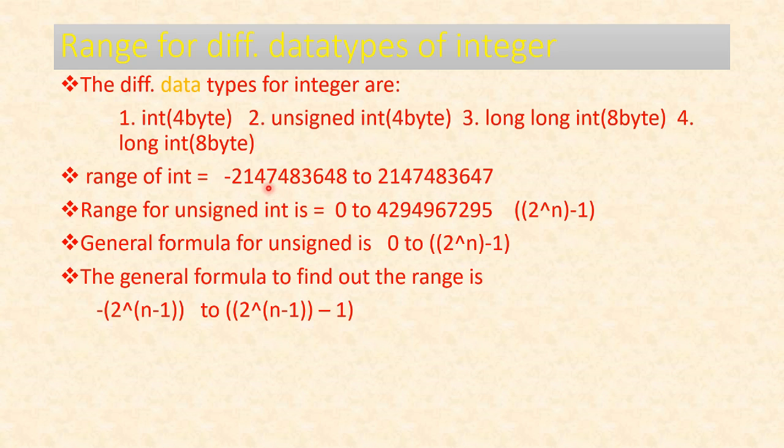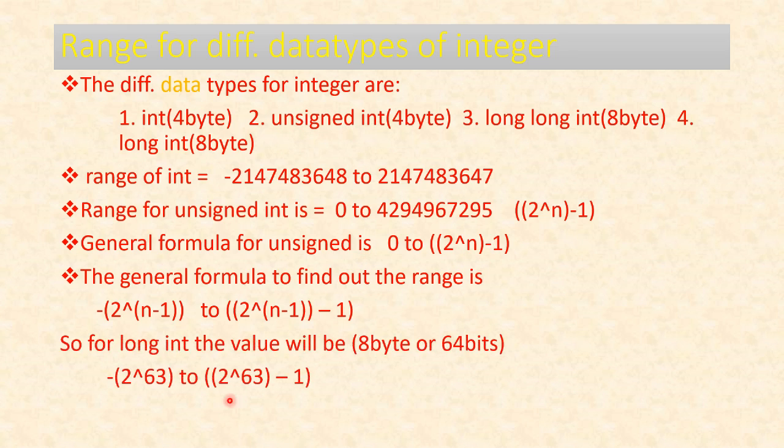So this is the value corresponding to minus 2^31. Okay, and this is 2^31 minus 1. So this is the general formula which we will be using to find the range for the int, long int and long long int. And for finding the range for the unsigned part, either it be unsigned int, unsigned long int, or unsigned long long int, we will use this formula.